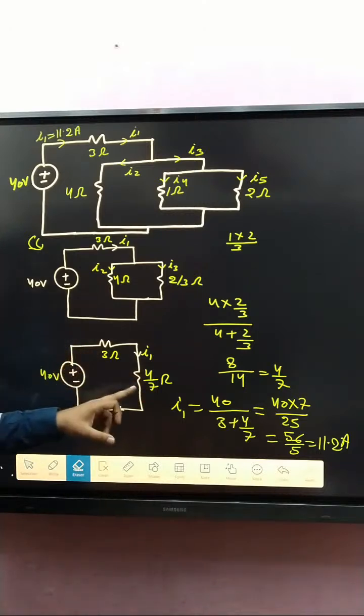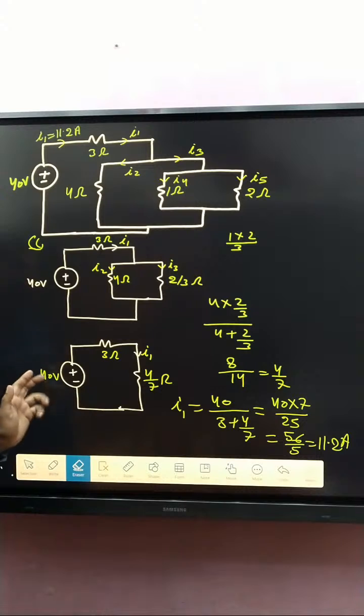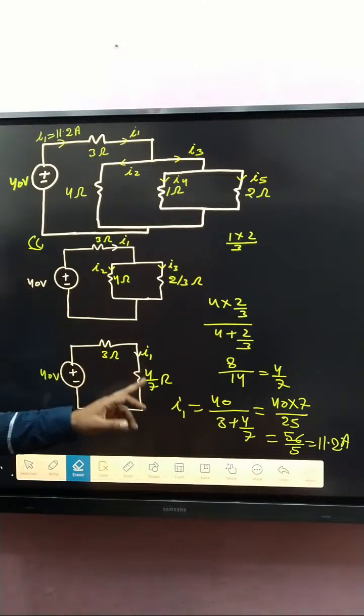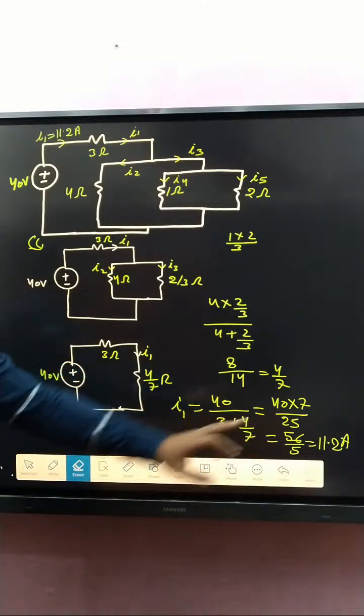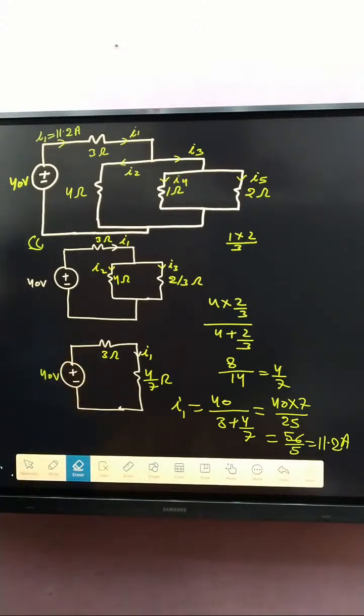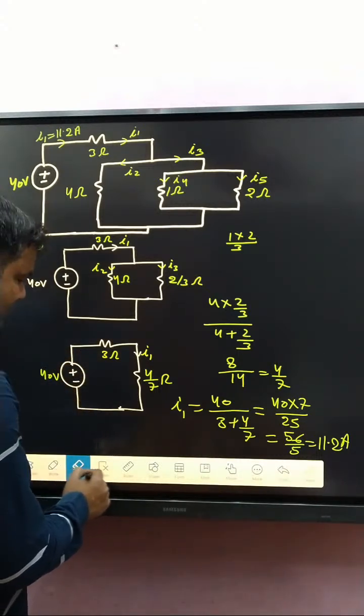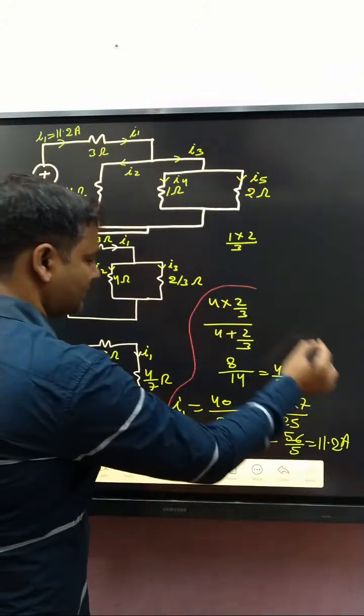After that, these two are in series and that is 40 volt. So 40 divided by 3 plus 4 by 7. That is how much? 11.2 ampere. This is the I1 current. So you can remove it.